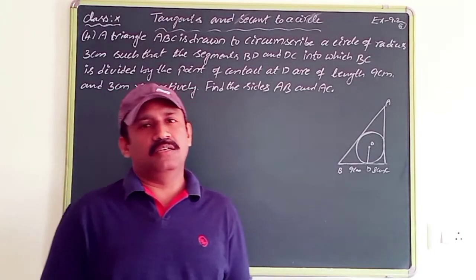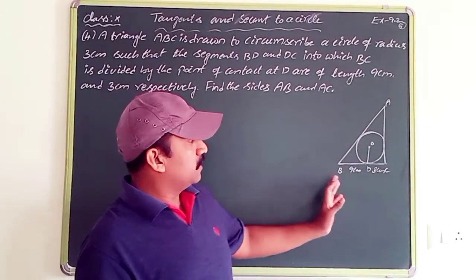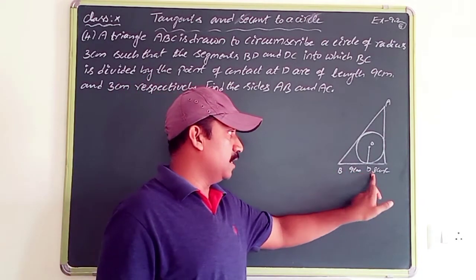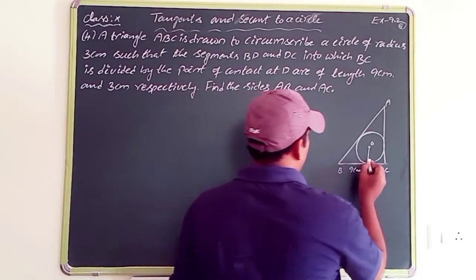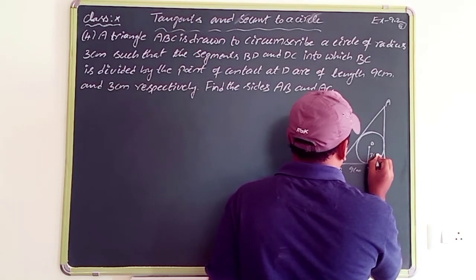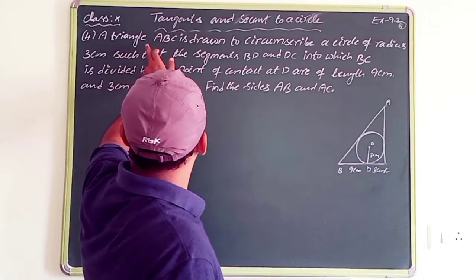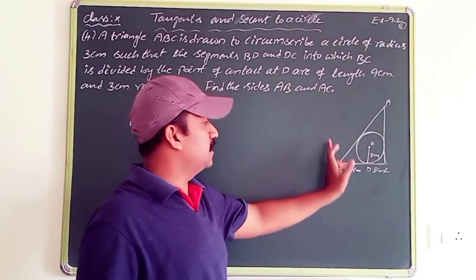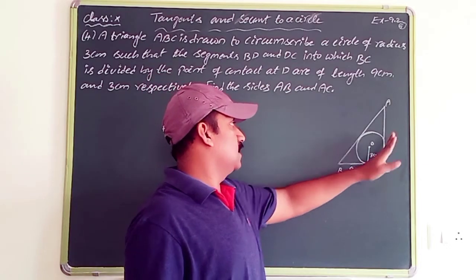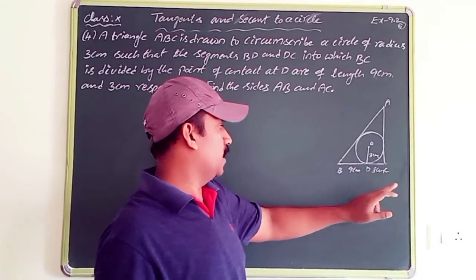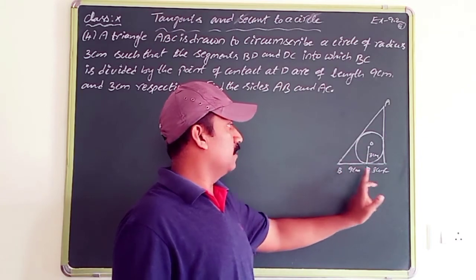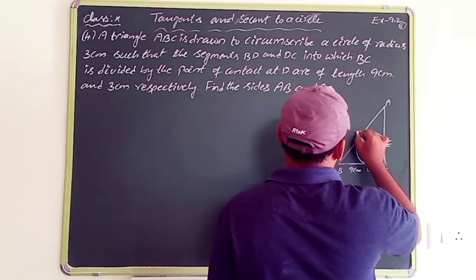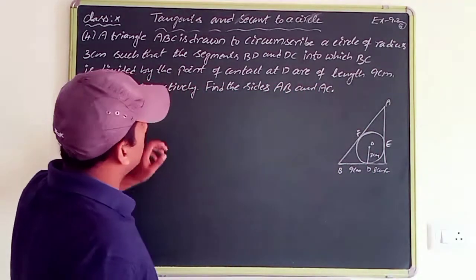And here is a very interesting question. A triangle is given. In this triangle, this is the circle, and BD is given as 9 centimeters, DC is 3 centimeters, and the radius is also given in the problem as 3 centimeters. A triangle ABC is drawn circumscribing a circle. Circumscribe means the circle is inside the triangle, so the sides of the triangle touch the circle at a point. This side touches at D, here it is E, and this is F.